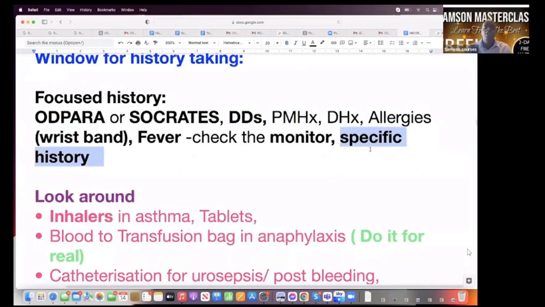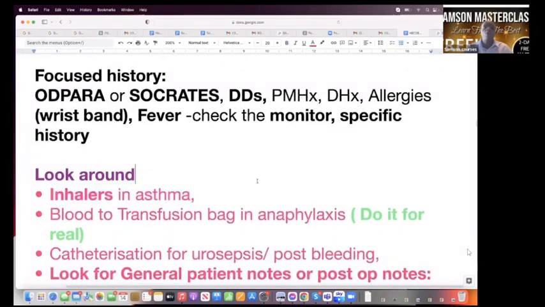So ask about asthma. How long have you had asthma for? Since the age of 5 years. What medications? I can see there are some inhalers in here. Are these your inhalers? Yes, they are mine. Okay, do you take any other medication other than these inhalers? Yeah, good. How frequently do you get an exacerbation of asthma? So that's our focused history.